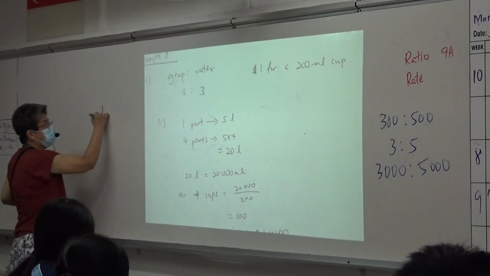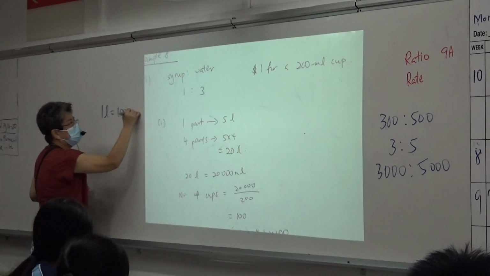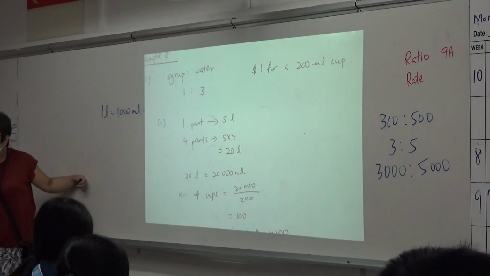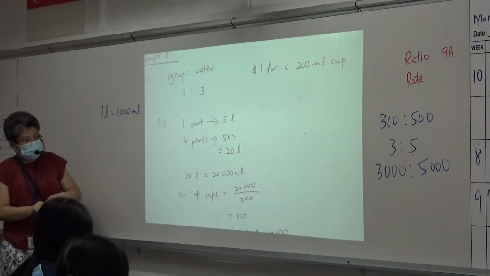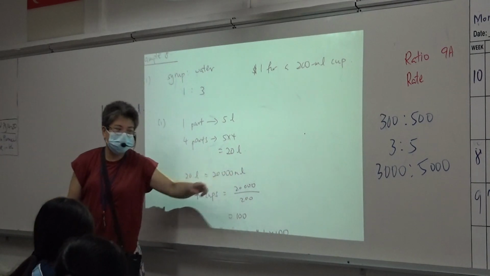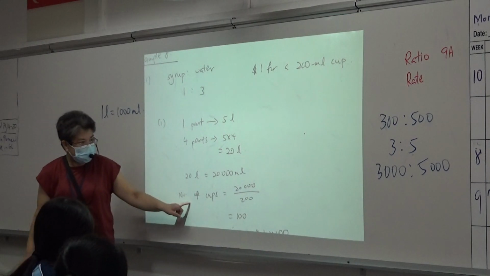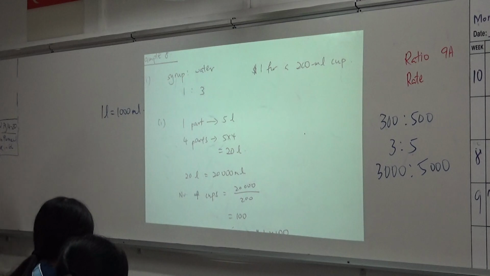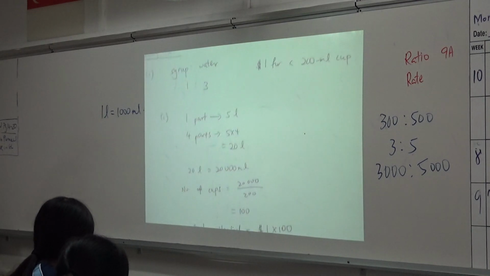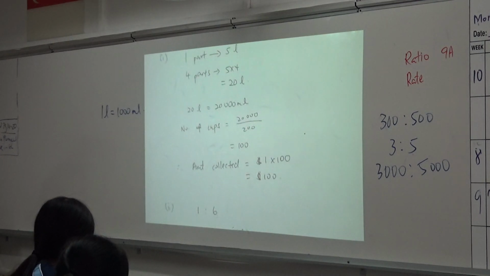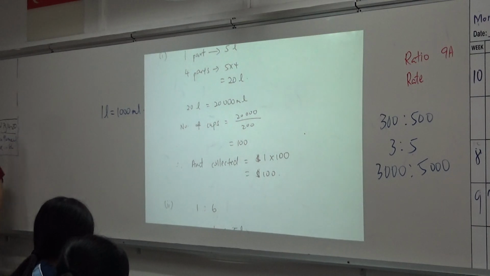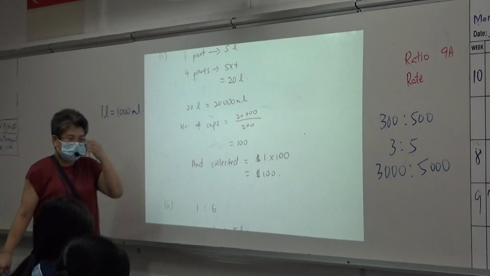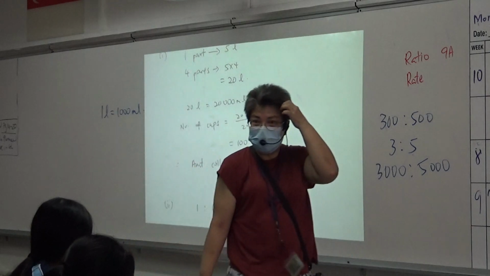Then, do you know that 1 liter is 1,000 milliliters? So, 20 liters will be 20,000 milliliters, right? So, the number of cups will be this one divided by this one. How many cups can they sell? 100. So the amount collected is what? $100. Are we clear? Are we clear?